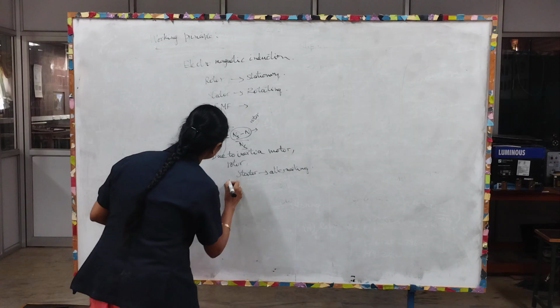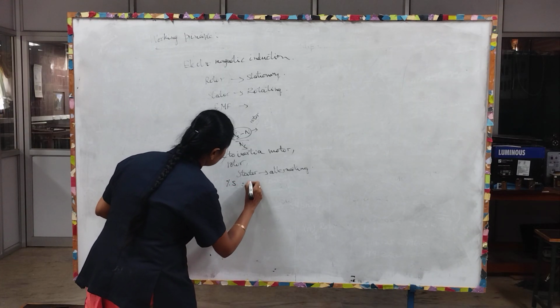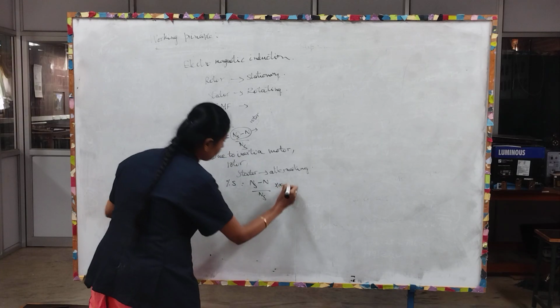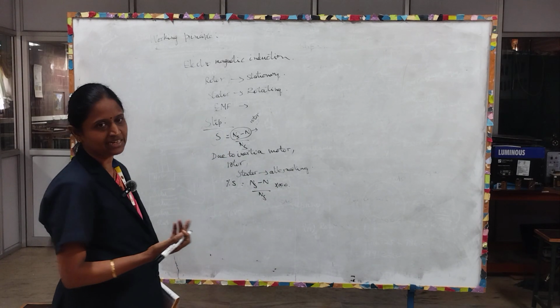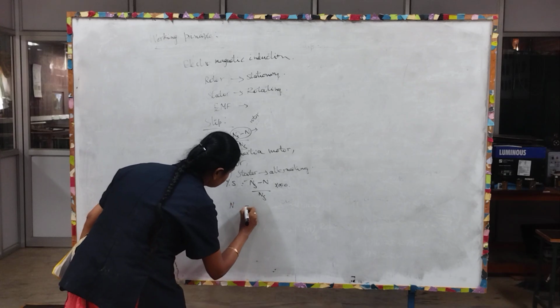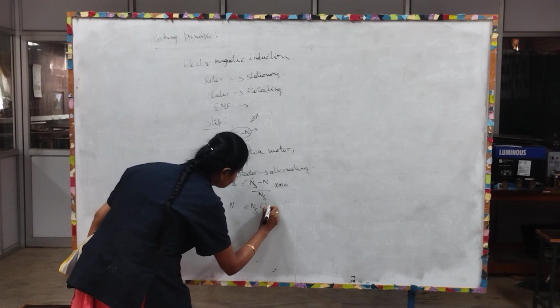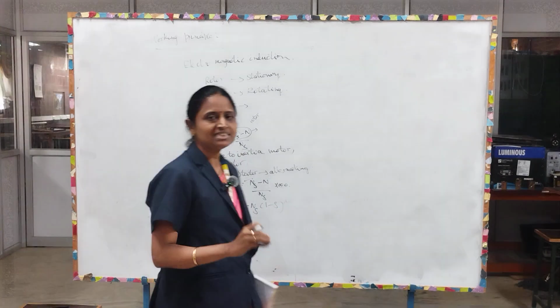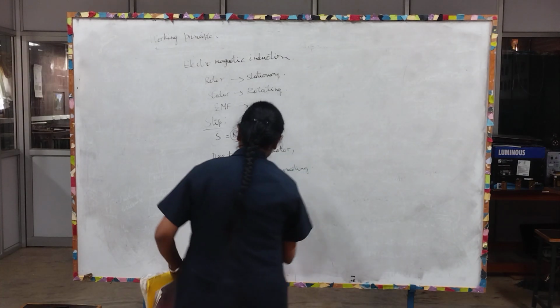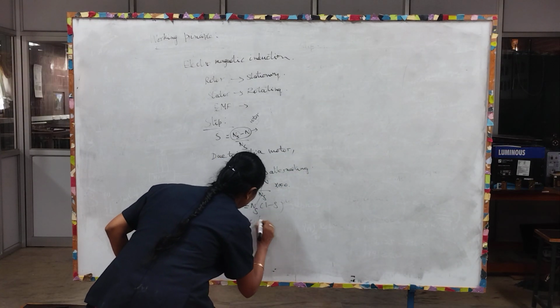So what is percentage slip? It is (ns minus n) by ns into 100. If you multiply by 100, you will get the percentage slip. So if I know ns, I can calculate n. N is the speed of the rotor, it is ns into (1 minus s), where ns is the synchronous speed and s is the slip. The slip values range from s equal to 0 to 1.